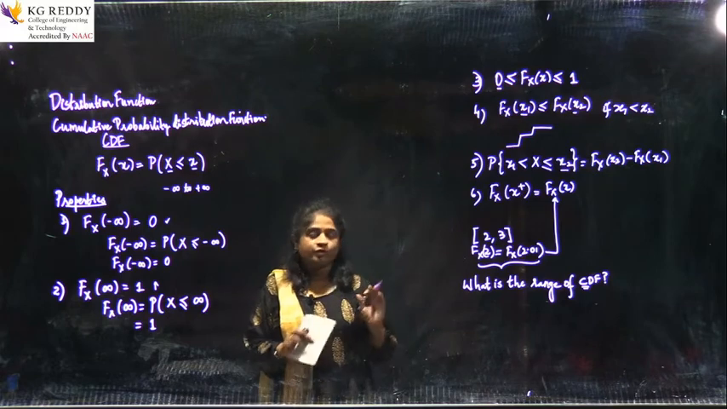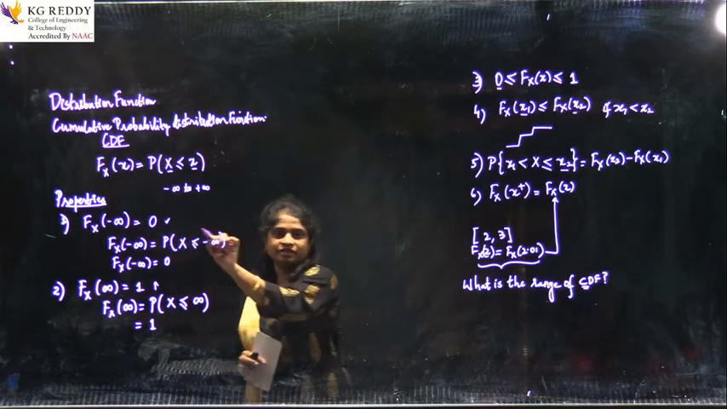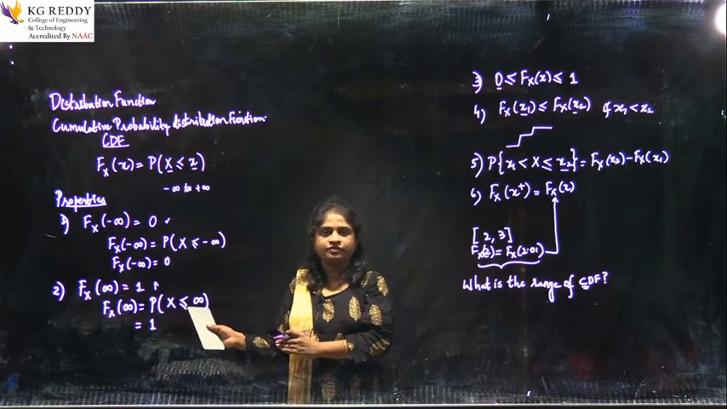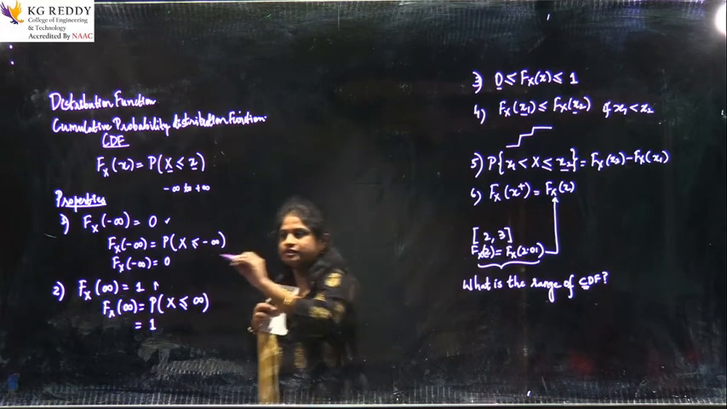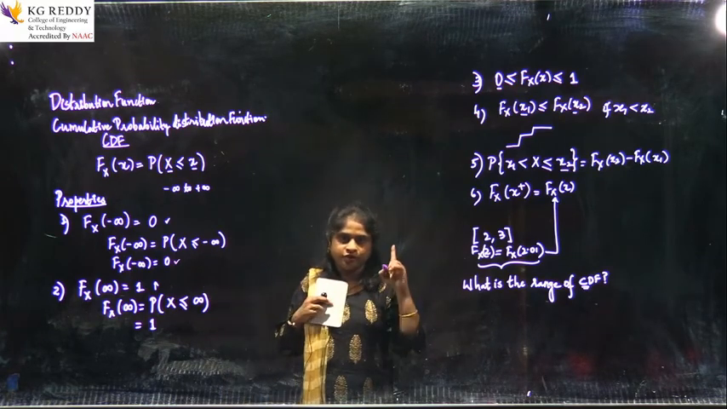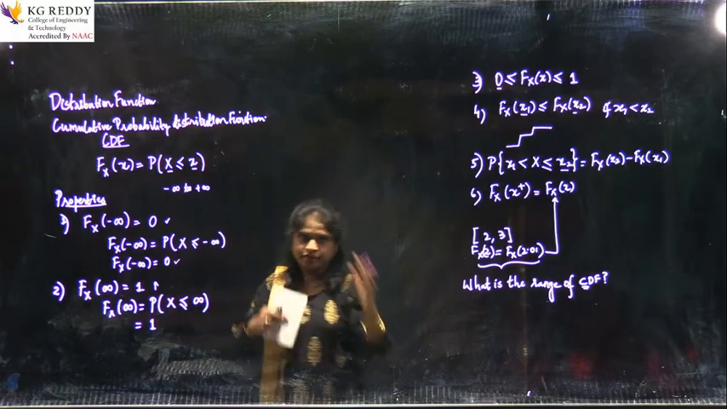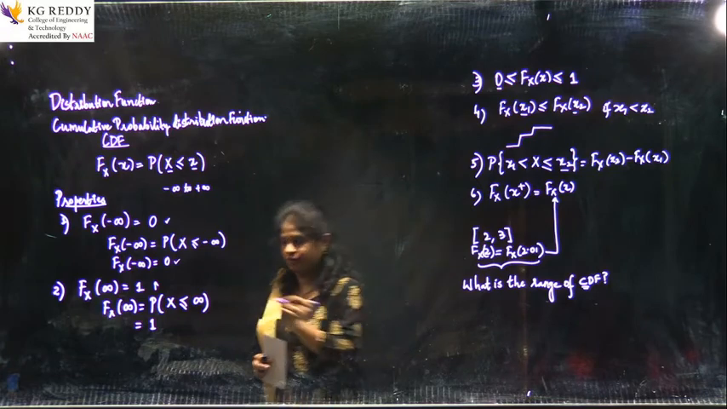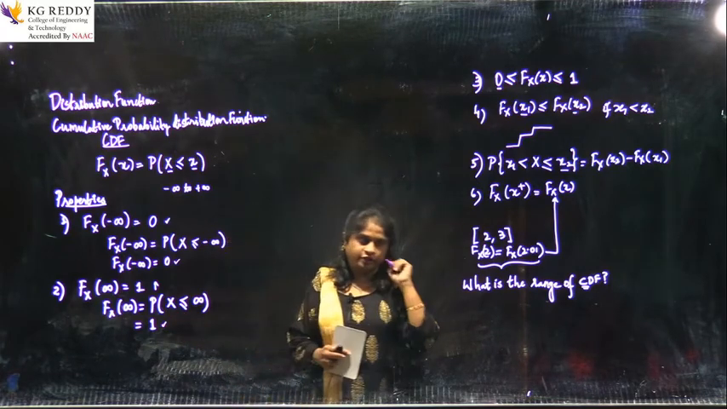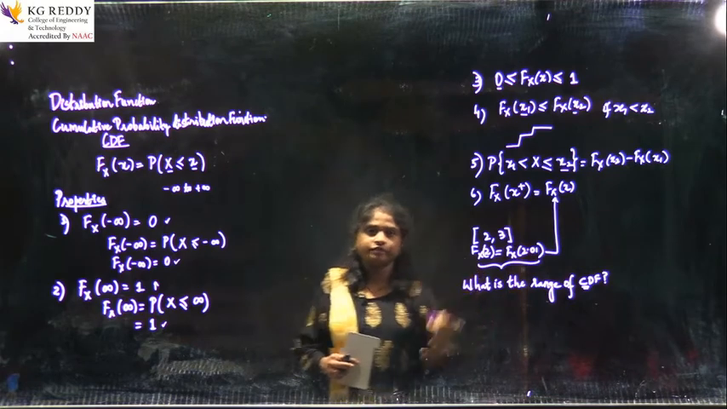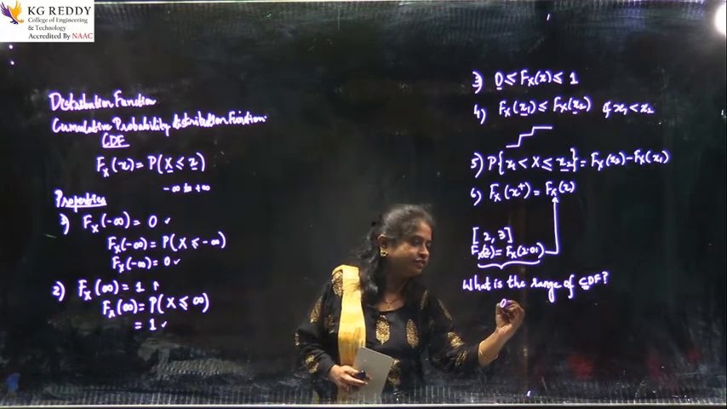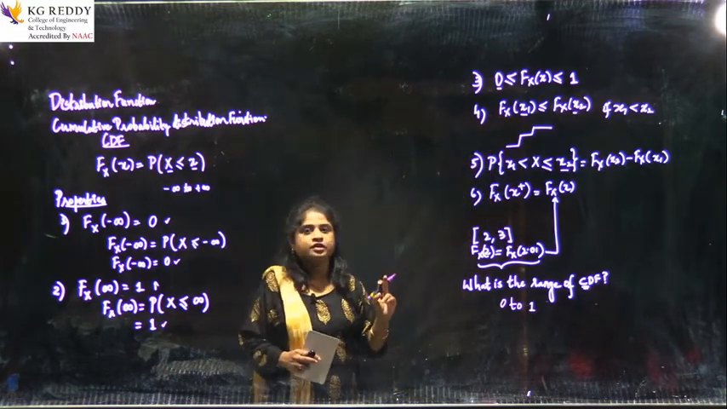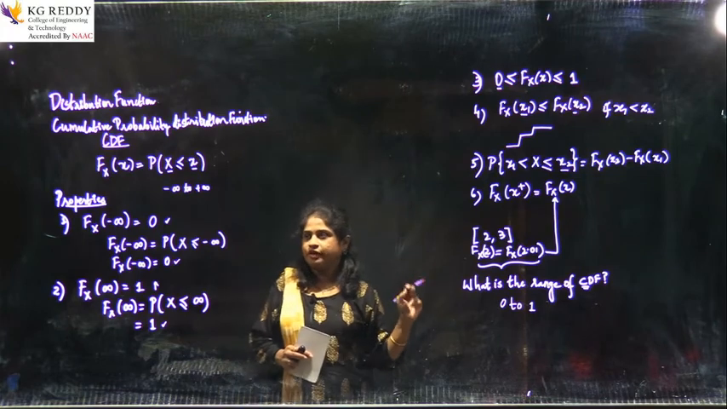Hope you all have thought about it. F(x) of minus infinity, as I have told, before minus infinity there is no real number. That is the reason the cumulative distribution function value will be 0. And up to infinity, if I take all the numbers, it is like the total probability value. So the total probability value will be 1. And what is the range of the cumulative distribution function? It ranges from 0 to 1, as given in the third property.